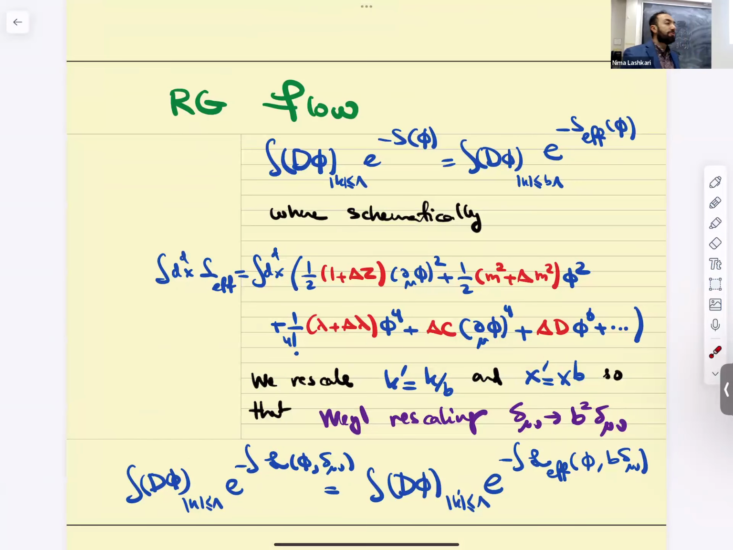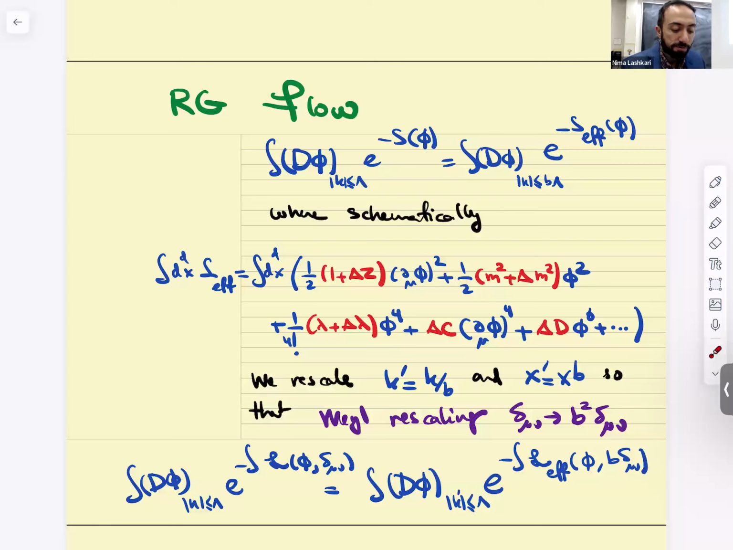What I just described to you is not RG flow yet. This was step one. There are two steps to RG flow. Step one, Wilsonian RG flow: integrate out a tiny momentum shell. Step two, rescale the fields, space and fields, such that you bring the cutoff back to what it was. So we're going to see that in a second. Just keep that in mind. We're going to do that.